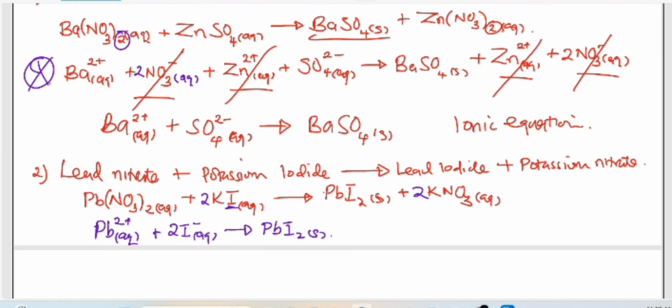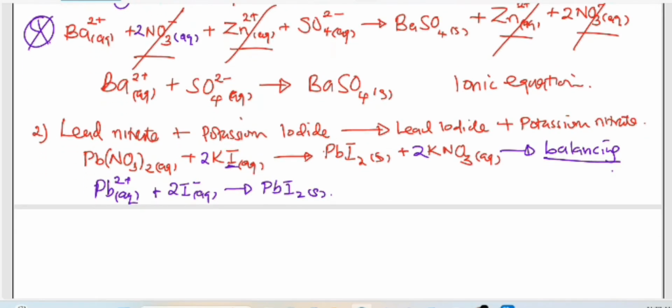Why is this one simple? It is because in this equation you have already done what we call balancing. If you don't want to go straight, then you can use the shortcuts. Or you can go the long way, where you need to break this down into its ions.